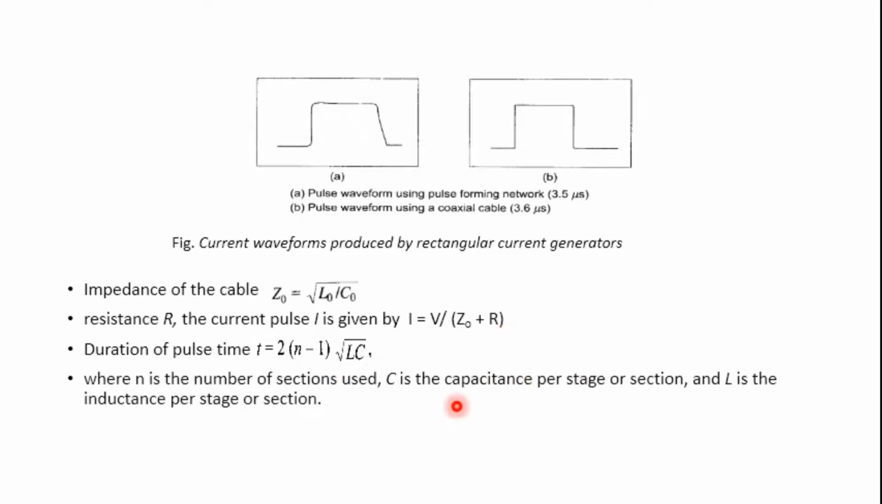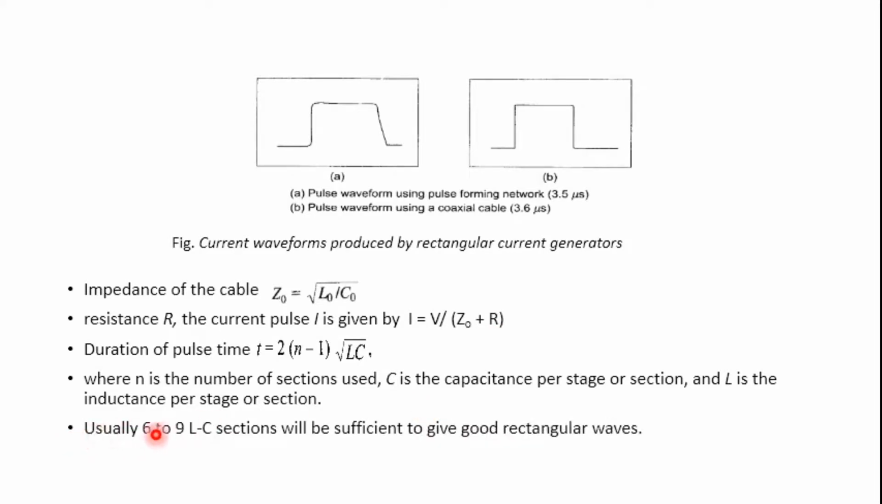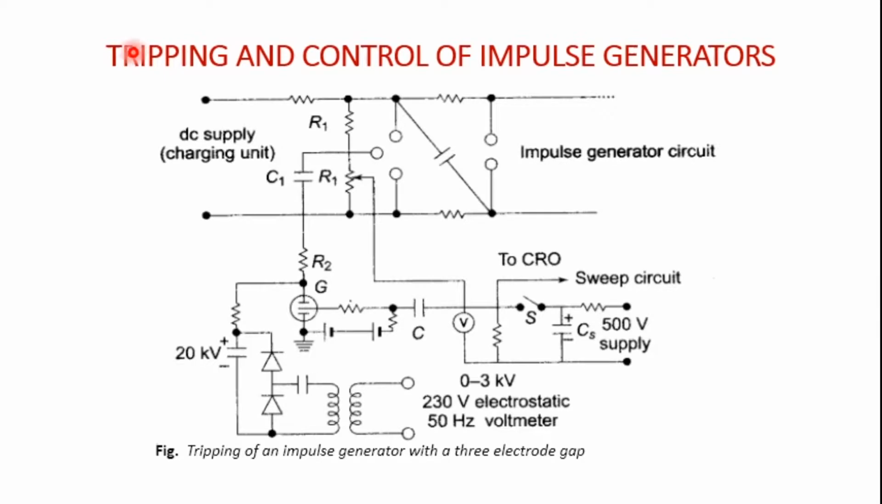So this is what we know. It is usually 6 to 9 LC sections that are sufficient to give a good rectangular wave. Next we have tripping and control of impulse generators.